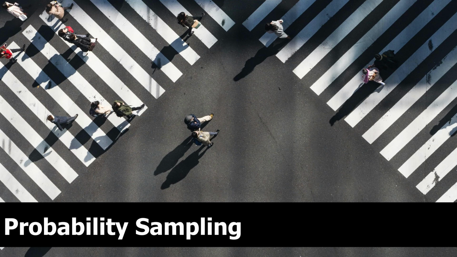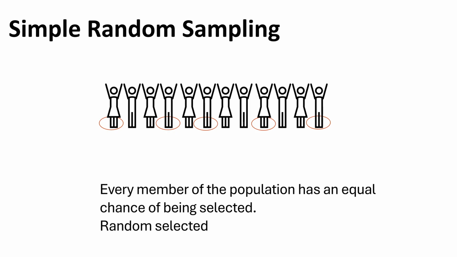We will first discuss probability-based sampling strategies. These approaches involve some form of random selection. Simple random sampling means every member of the population has an equal chance of being selected. Researchers may use a random number generator to select participants.